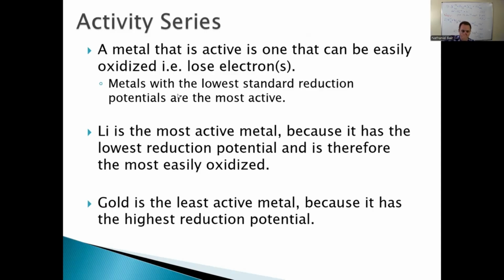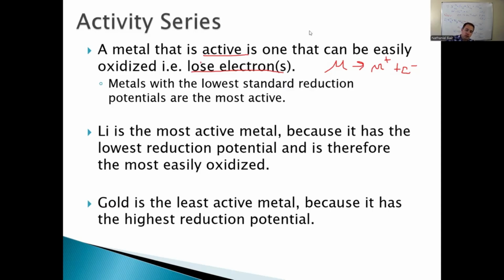Let me explain what it means to be an active metal. Active metals are metals that are easily oxidized. An active metal likes to lose electrons, likes to become the metal cation, likes to give away electrons. So metals that are easily oxidized are called active metals. Metals that don't like to lose electrons are not active metals. They're the least active metals.